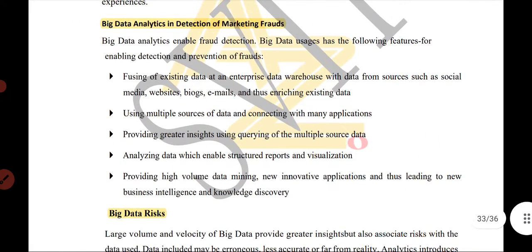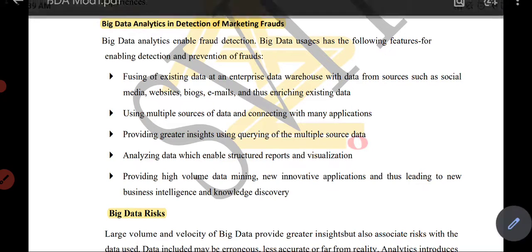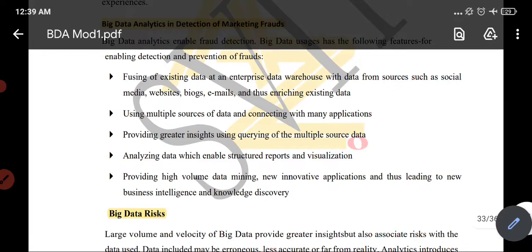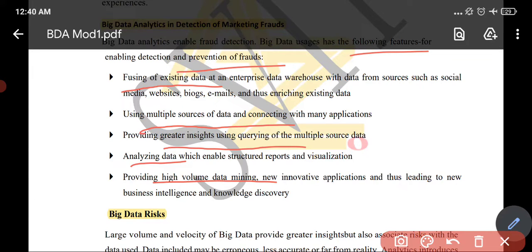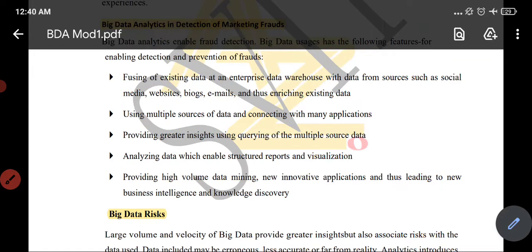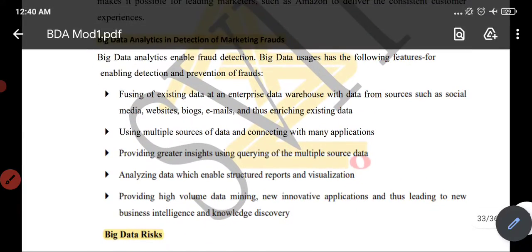Next, big data analytics in detection of fraud. These are the features we use for enabling the detection and prevention of frauds: fusing of existing data, using multiple sources of data, connecting and providing greater insights using querying and analyzing data, and providing higher volume data mining. So this is nothing but big data analytics.